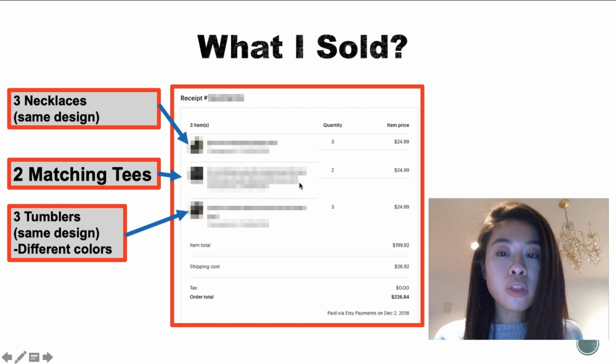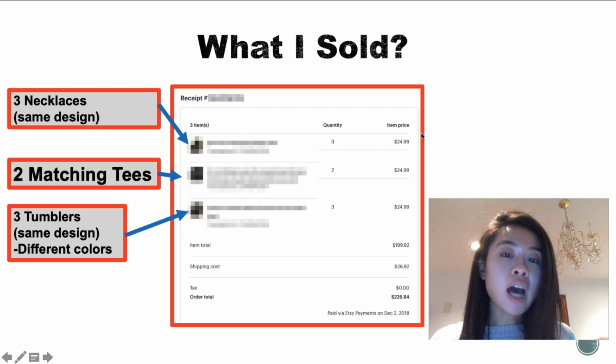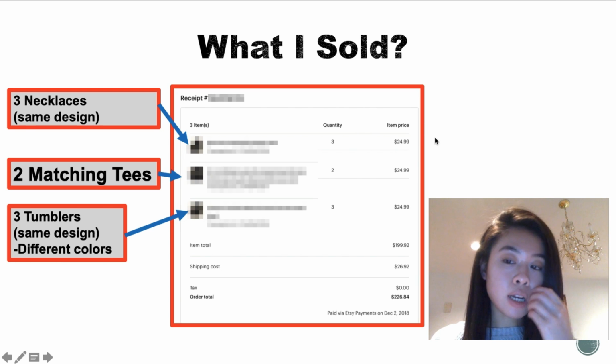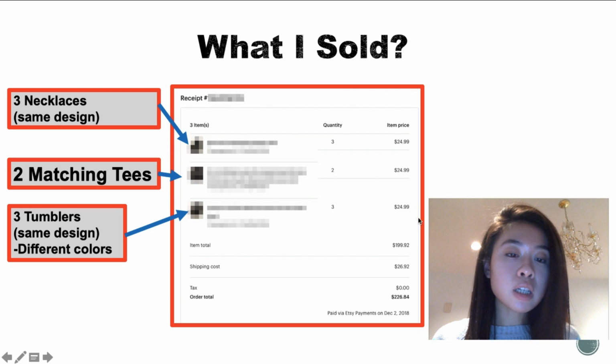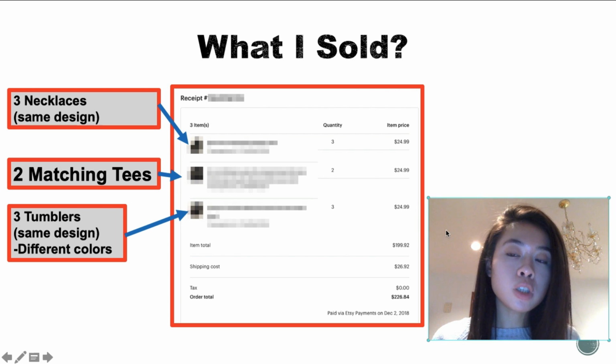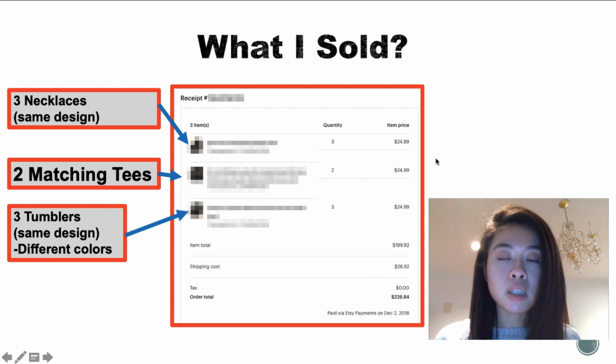And the thing that I would change had I gone back is I would actually increase the price of the necklace, because jewelry has a higher perceived value, so I can actually charge a little bit more than $24.99. As well as tumblers, I can actually charge a little bit more, so $29.99 is what I actually would have charged, but nonetheless, I made a good profit from this as well.